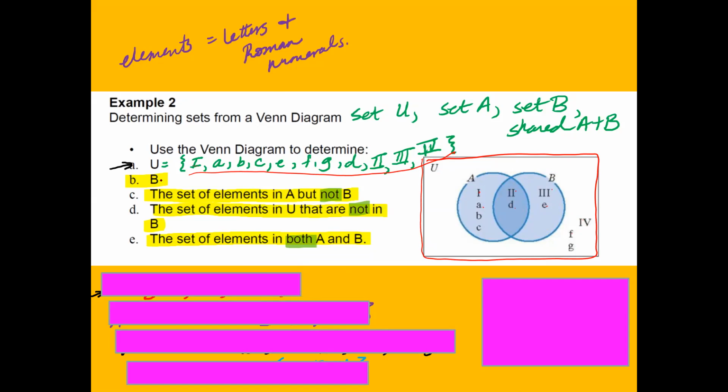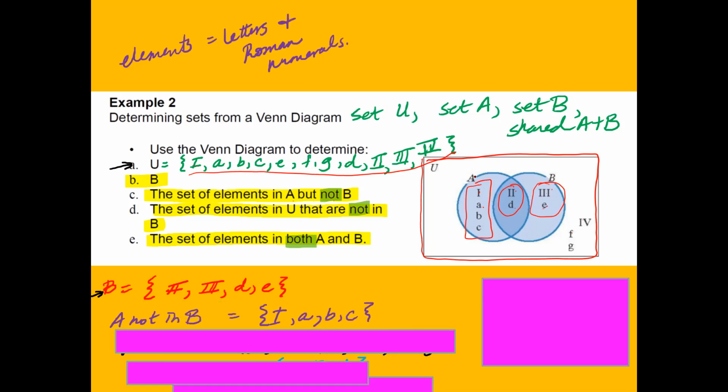Next one is, what is in set B? Well, in set B, you can see that I have the Roman numeral 3, E, and I also have Roman numeral 2 and D. C, the set of elements in A but not in B. So what is in A but is not in B? That will be I, A, B, and C, or Roman numeral 1.